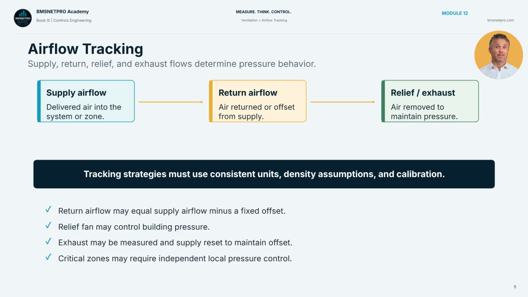Airflow tracking connects ventilation control to building pressure. Supply, return, relief, and exhaust flows determine whether the building becomes positive, negative, or unstable. Common strategies include return airflow set point equal to supply airflow minus a fixed offset, relief fan building pressure control, return fan plenum pressure control, exhaust measurement with supply reset, and independent pressure control for critical zones. All flow stations must use consistent units, density assumptions, and calibration.